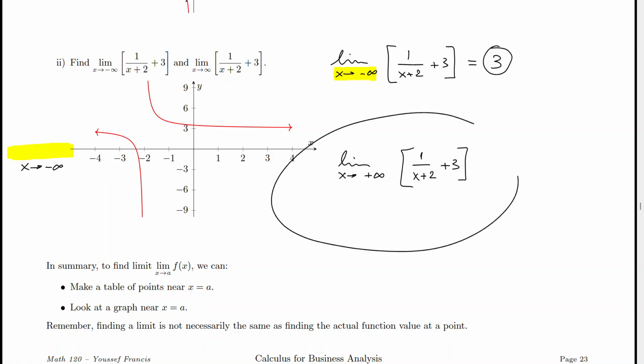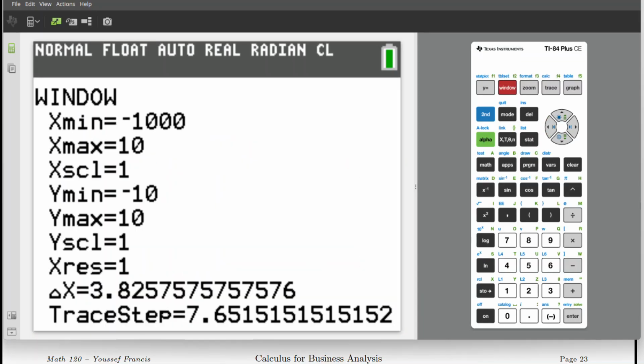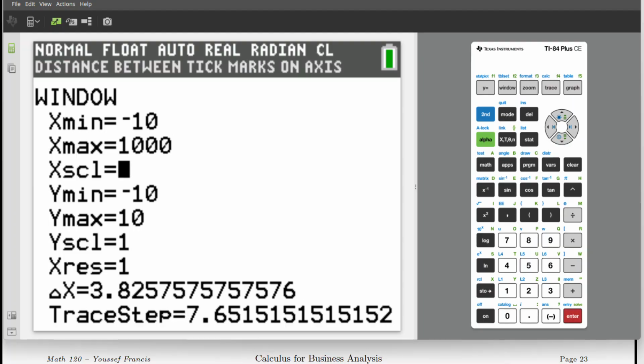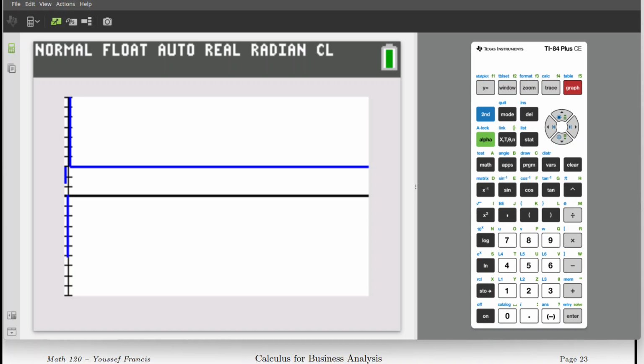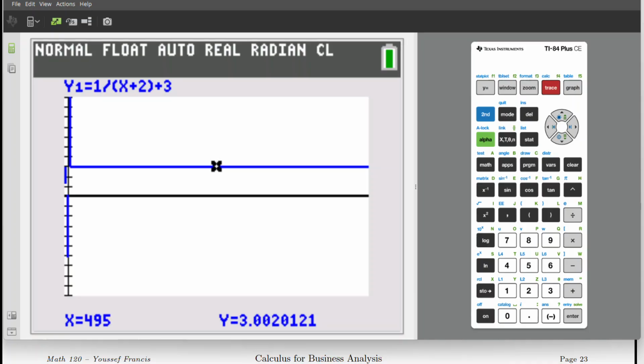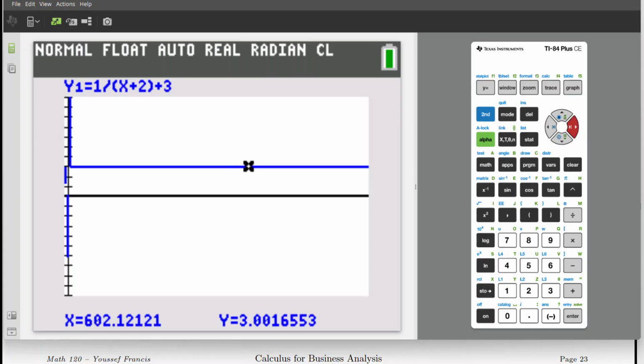Now, let's see what's going on in the positive infinity direction. To do that, I'm going to go back to my window, bring back the negative 10 for the x minimum, and put the x maximum at like 1000. So there are now 1000 notches in the positive x direction and only 10 in the negative x direction. Again, click trace, and you can see it's putting me at 495 on the x, and the y is 3.002. If I continue walking to the right, I'm seeing that the y-coordinate is always, roughly speaking, 3.